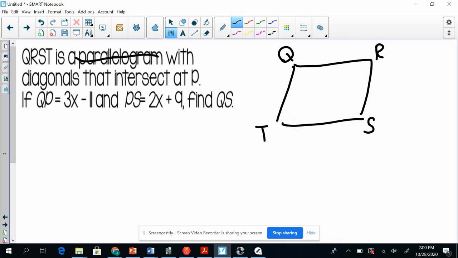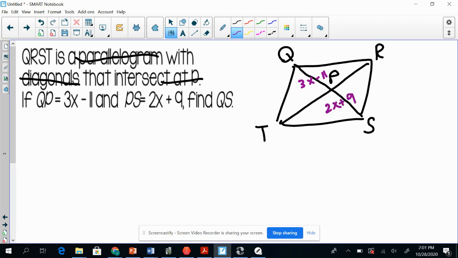So we drew a parallelogram with diagonals. Diagonals that intersect at P. So I know this is P, so I took care of that part. QP, so from Q to P, is 3x minus 11. And then PS is 2x plus 9.